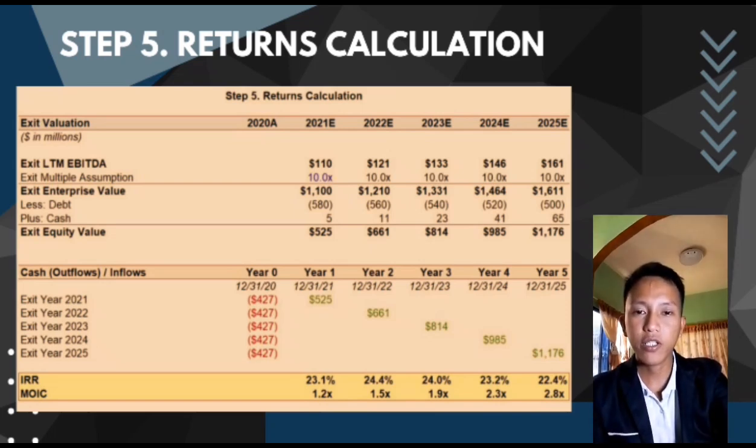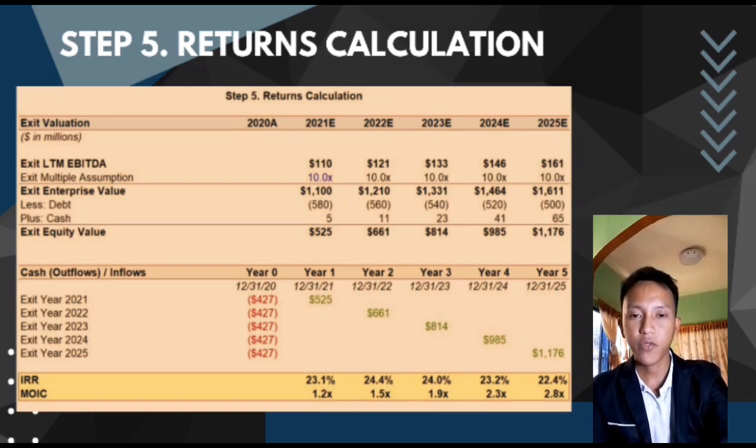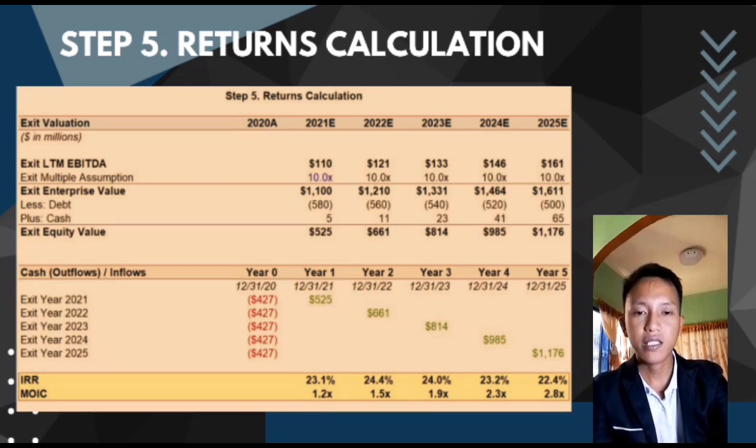Same as in 2022, we simply add all the ending balances. So 360 plus 200 is equal to 560. In 2023, 340 plus 200 is equal to 540. In 2024, 320 plus 200 is equal to 520. And in 2025, 300 plus 200 is equal to 500. That's how we get the debt.